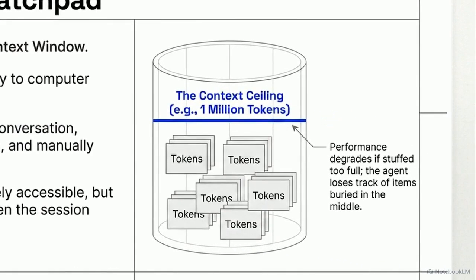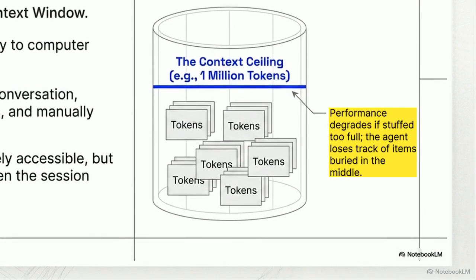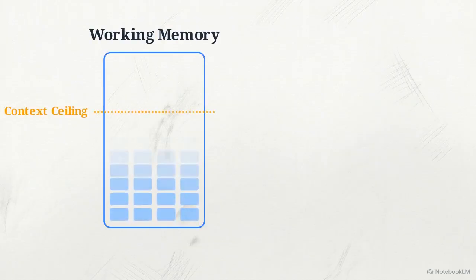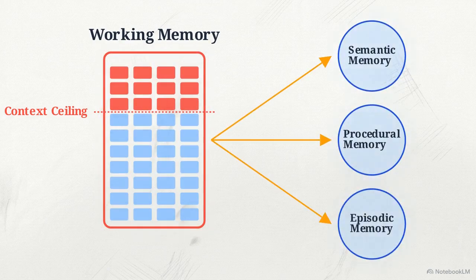If you stuff this active memory with too many files, performance degrades and the agent loses track of information buried in the middle of the stack. Because working memory is highly volatile and strictly limited by a token budget, agents rely on the remaining three memory types to store their persistent intelligence.